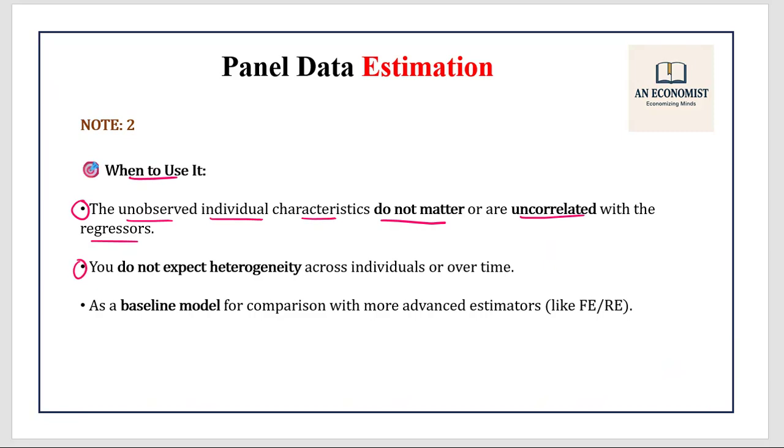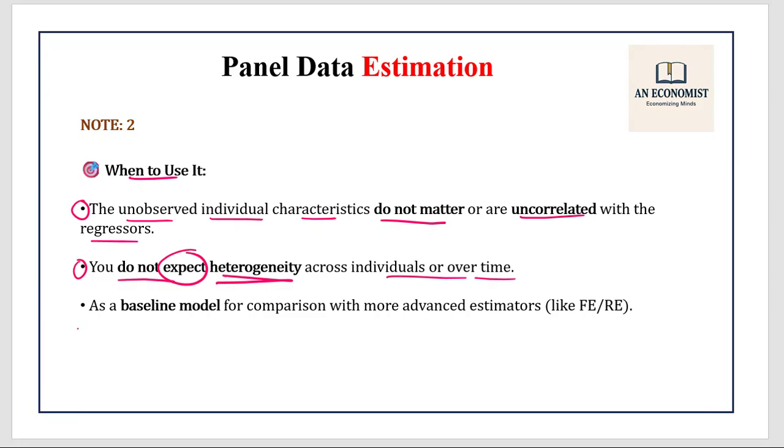The second is you do not expect any sort of heterogeneity across individuals over time. You assume that all the factories are absolutely the same. Every production process is absolutely the same. There is no special feature in any of the firms. So there is no possibility of any heterogeneity if you assume that. If you expect that no individual variations are possible, then also you can use this kind of oversimplified model.